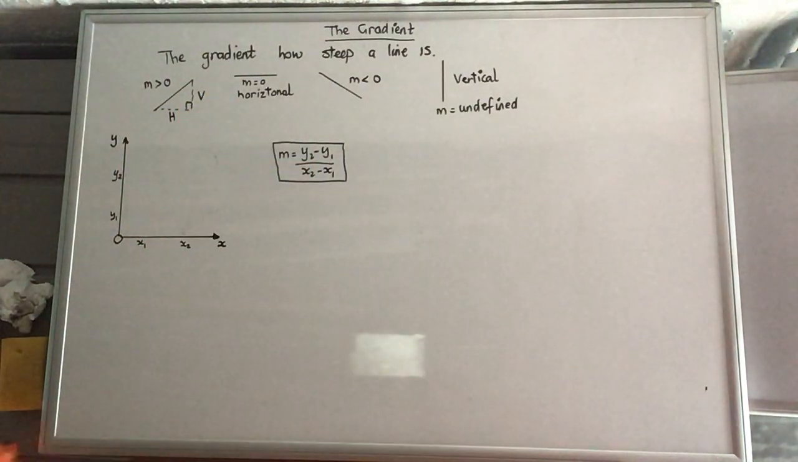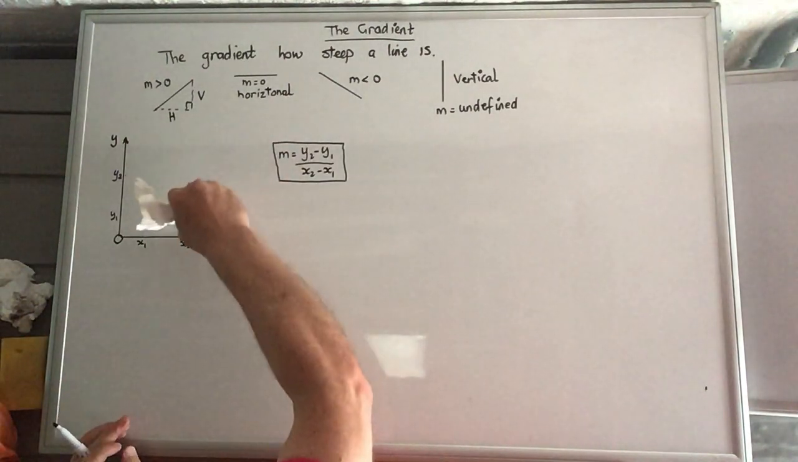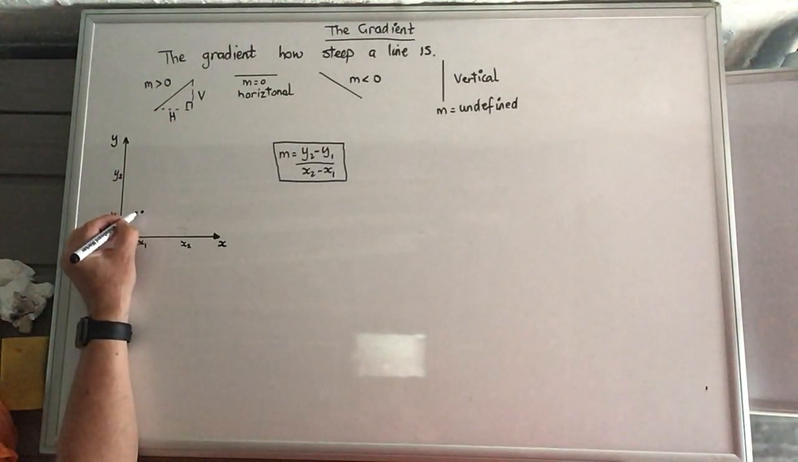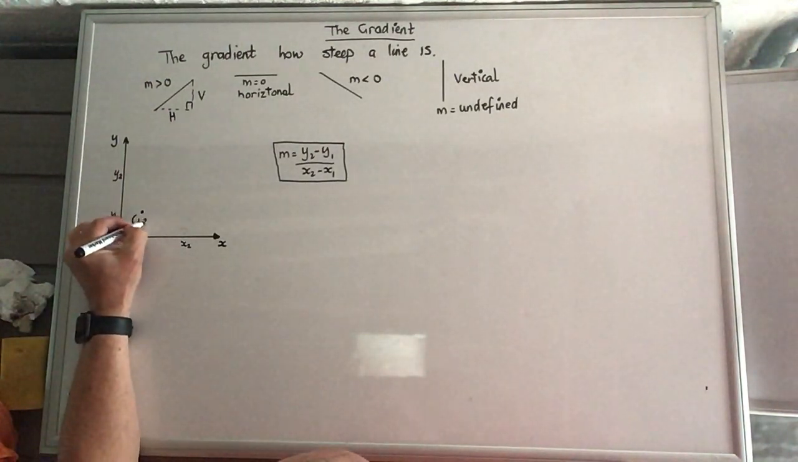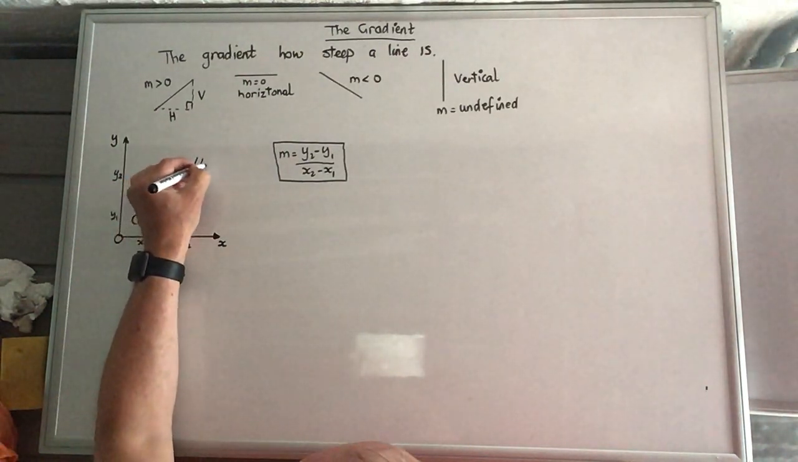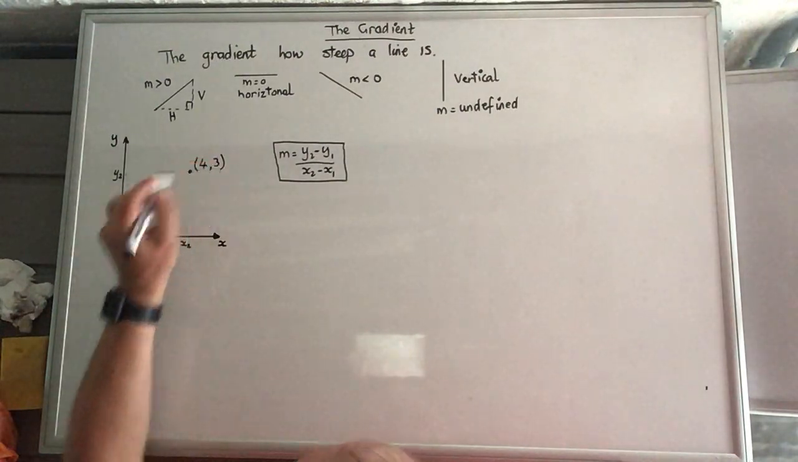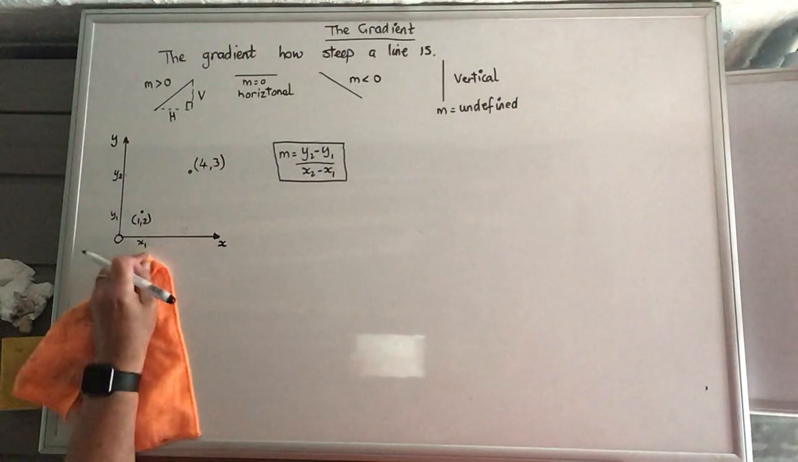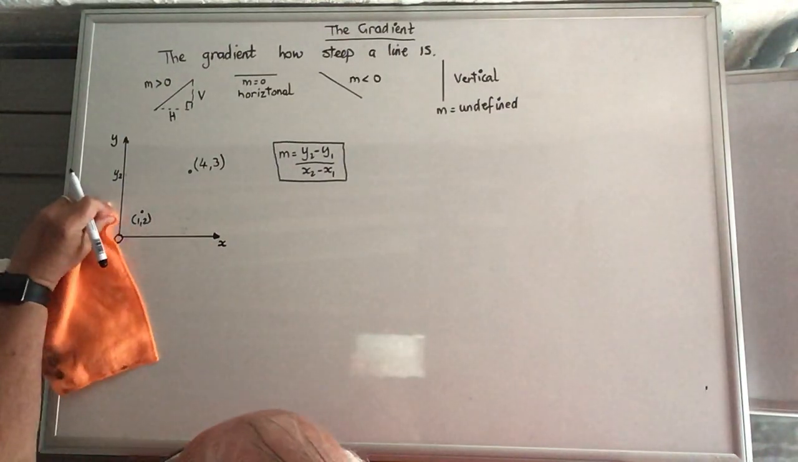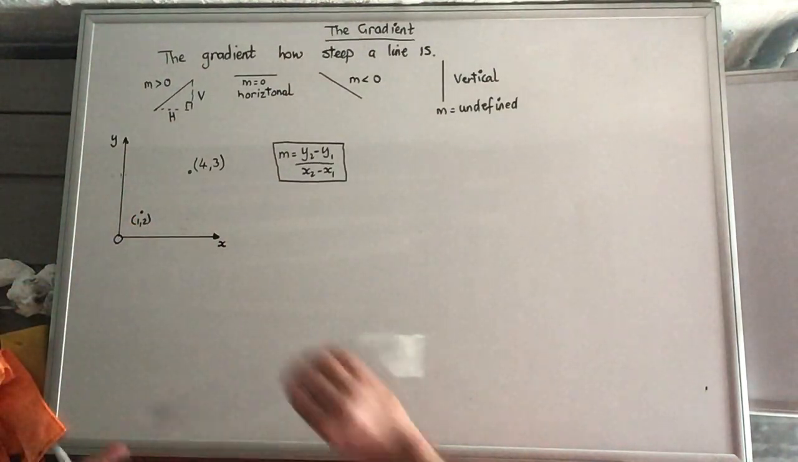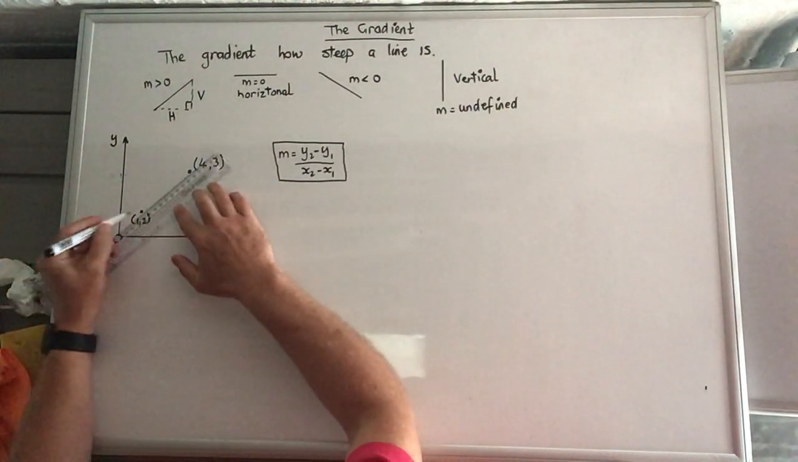So let's stick to a positive gradient, an easy one to begin with. We pick any 2 points, so we just make them up. Let's make that one 1, 2, keep the numbers simple, and try this one up here, and we'll call that 4, 3. And we have to work out what's the gradient once we put the line in. So we'll connect the 2 points together and work out the gradient. There we go.